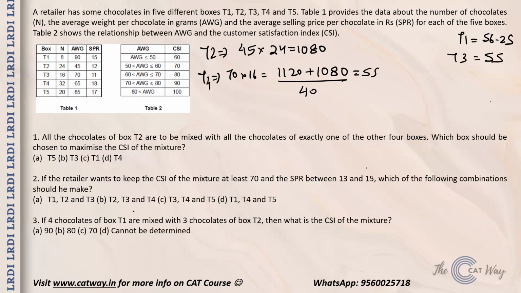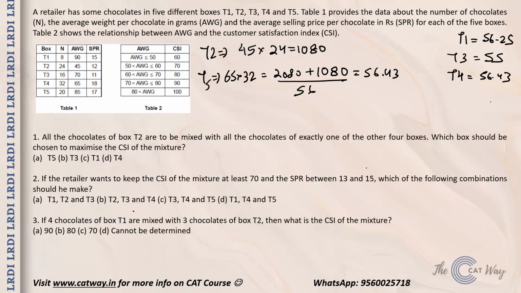Then coming to T4, you have 65 as the average and 32 chocolates. So the total value of this will be 65 into 32, that is 2080. And the total number of chocolates now will be 32 plus 24, that is 56. The AWG will turn out to be 56.43. So when you are mixing it with T4, the AWG is 56.43.